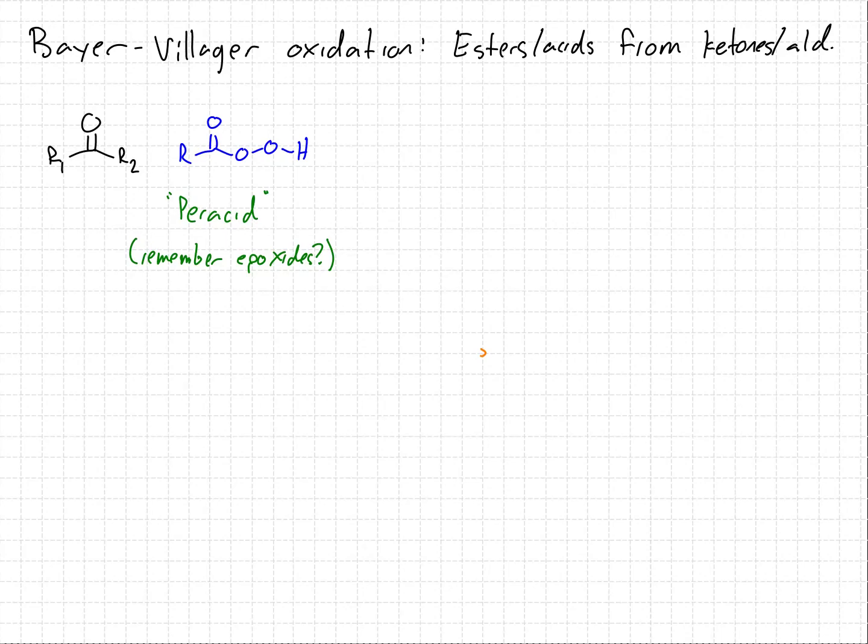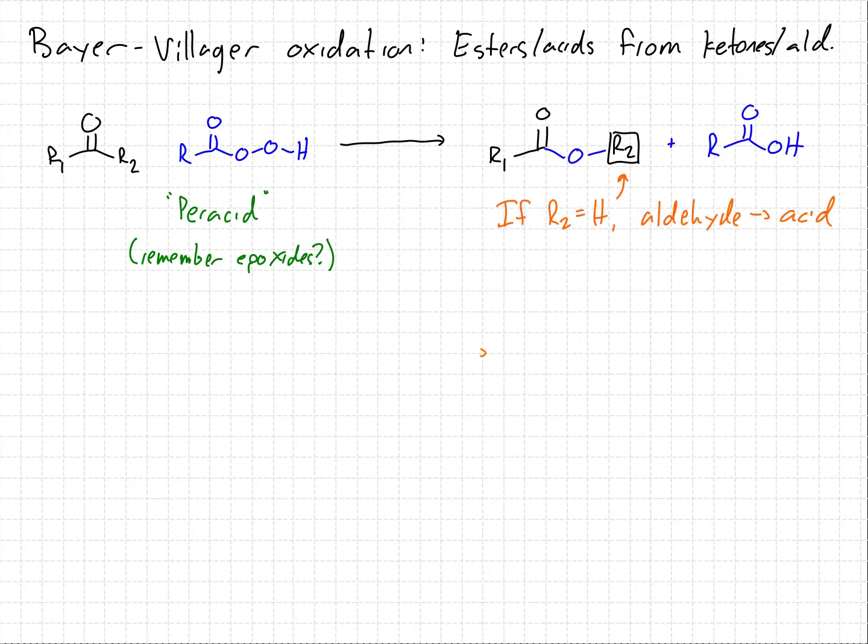So remember synthesis of epoxides back at the beginning of the course, it's the same reagent we use to make epoxides. When these are combined, you're going to either get an ester and a carboxylic acid, or if R2 is a hydrogen, that means you started with an aldehyde and you get a carboxylic acid instead.